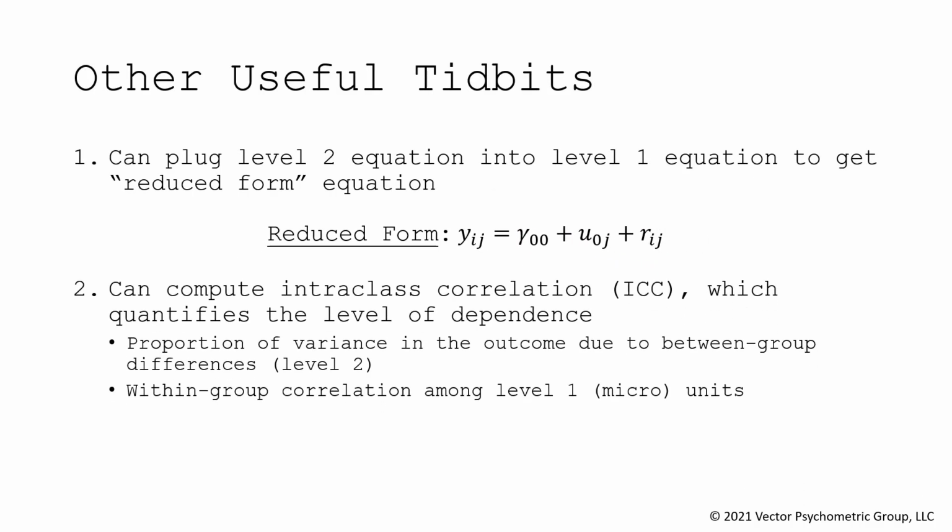The intraclass correlation, or ICC, is a useful value for quantifying the level of dependence in your data. The ICC can be interpreted as the proportion of variance in your outcome due to between-group differences, so it's kind of like an R-squared in regression or ANOVA. You can also think about it as the within-cluster correlation among micro level 1 units. For reference, standard linear models requiring independence assume the ICC is 0.